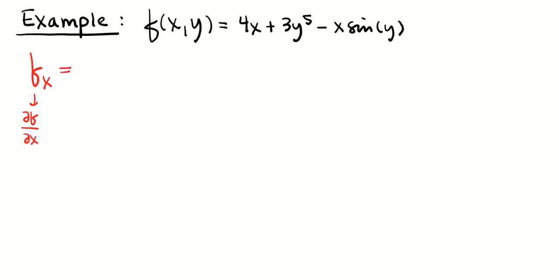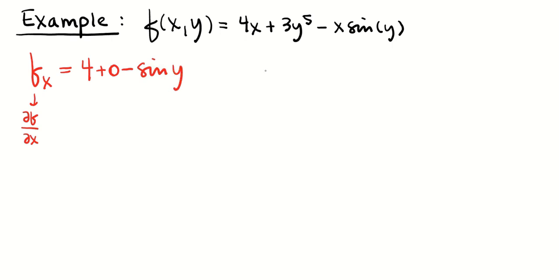Okay. Fx, I'm going to take the derivative of anything involving an x the normal way, and I treat anything with y as a constant, like a number. So the derivative of 4x with respect to x is 4, but 3y to the fifth, that's basically a constant. It's like a number. Its derivative is going to be 0. And then I'll take the derivative of x times sine of y. Well, sine of y is just a constant. And if I had 5 times x, the derivative of that would just be the 5. So in this case, the sine of y, that is my 5. So this is going to be minus the sine of y.